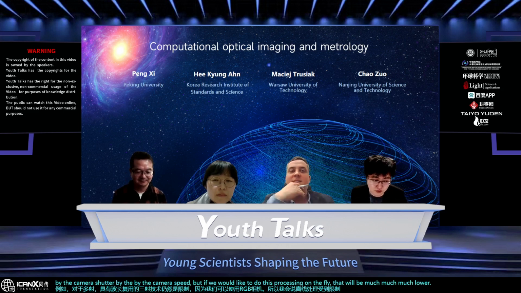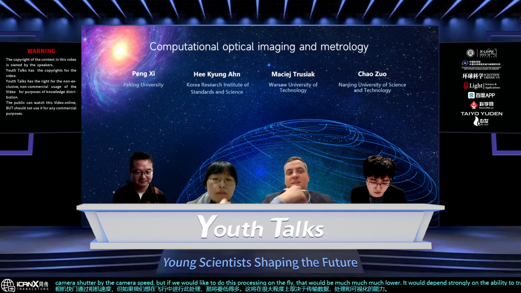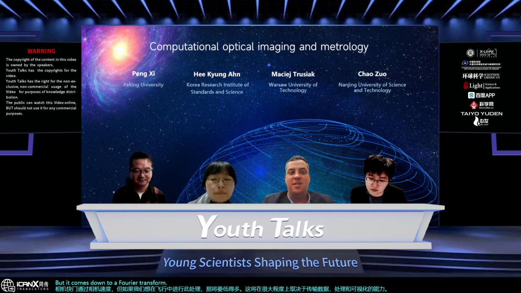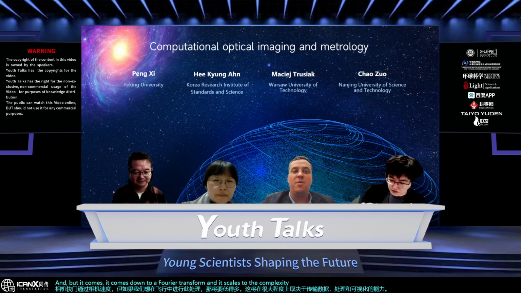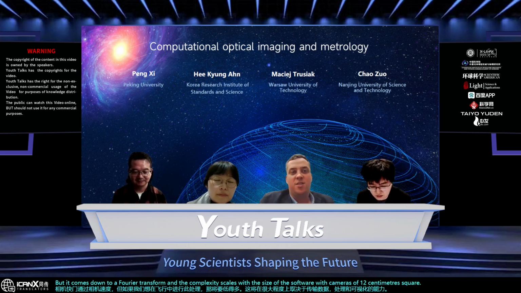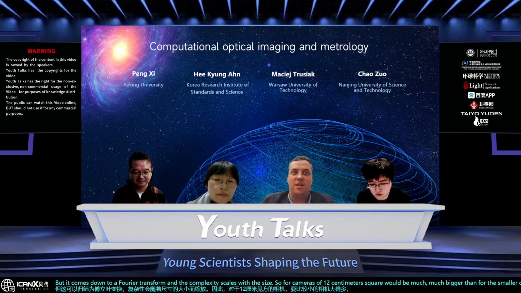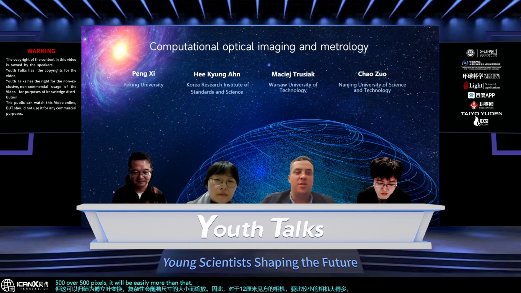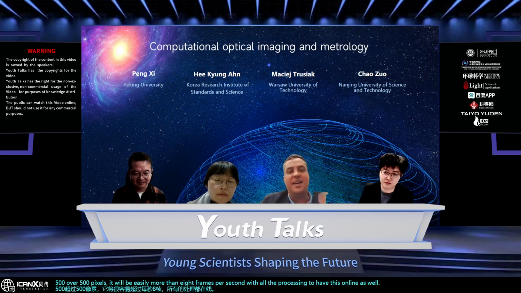But it comes down to a Fourier transform, and the complexity scales with the size of the image, so for cameras of 12 centimeters square it would be much bigger than for the smaller cameras. But I think 500 by 500 pixels would easily be more than 8 frames per second with all the processing, to have this online visualization at some point. And then the tracking again is additional computation.